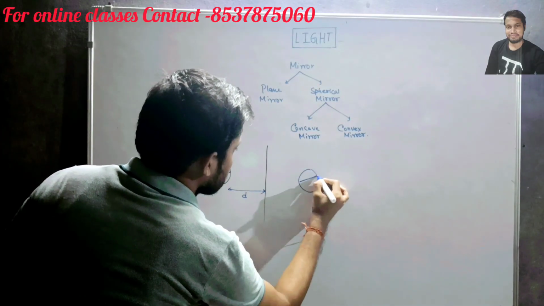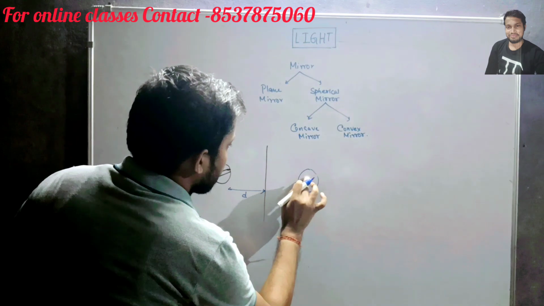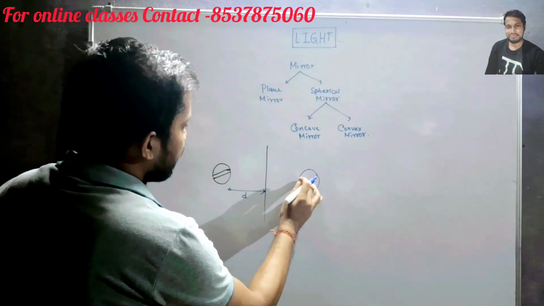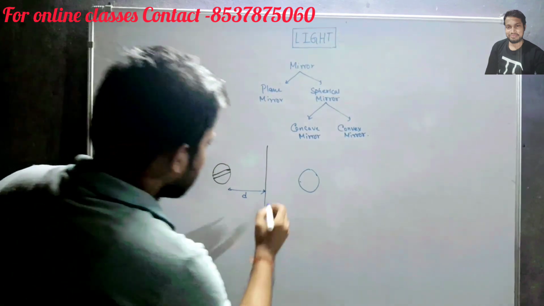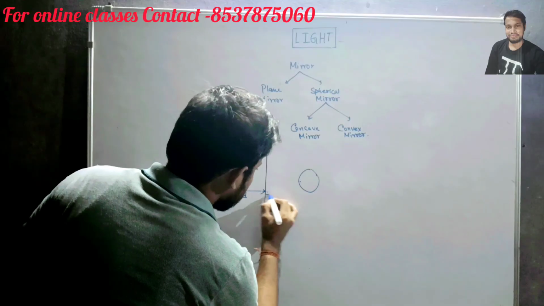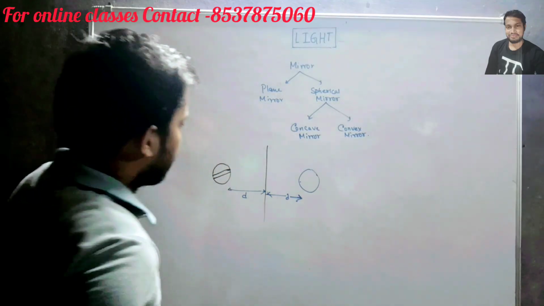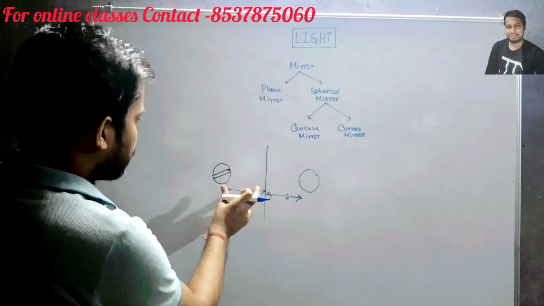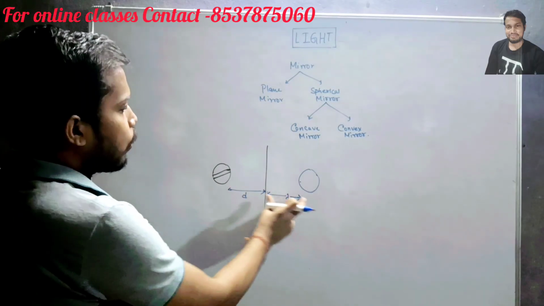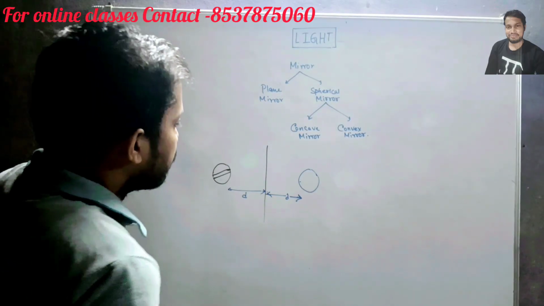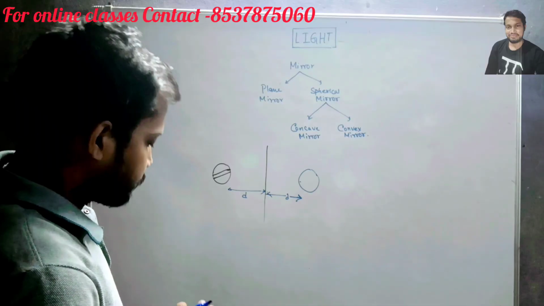The first rule is that we get an image at the same distance. That means this distance is also D. So the first rule is that the object distance will always be equal to the image distance in a plane mirror.